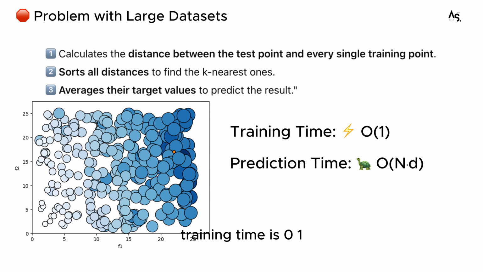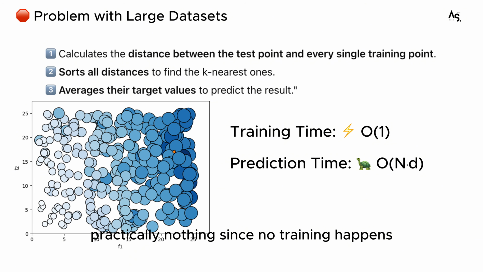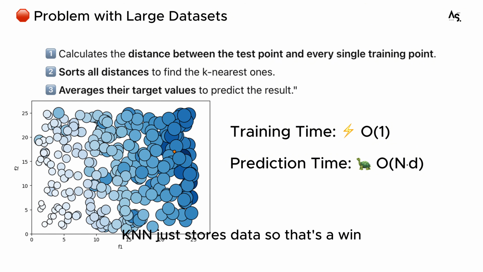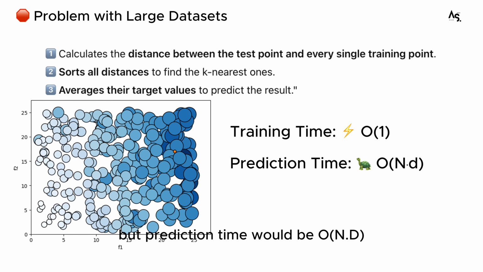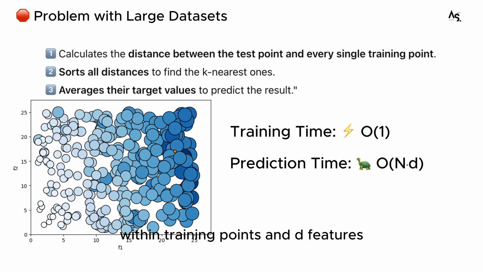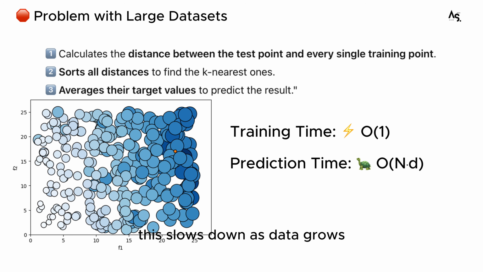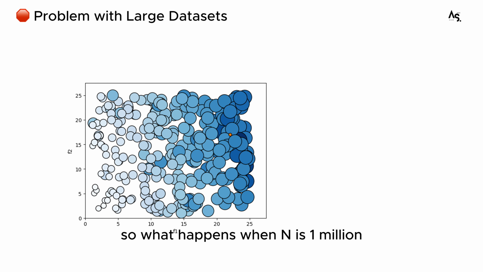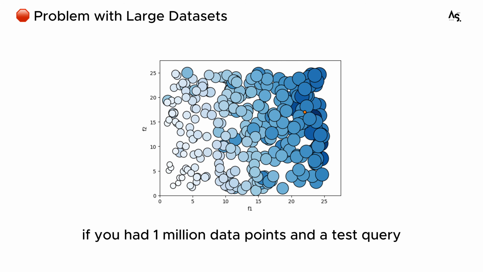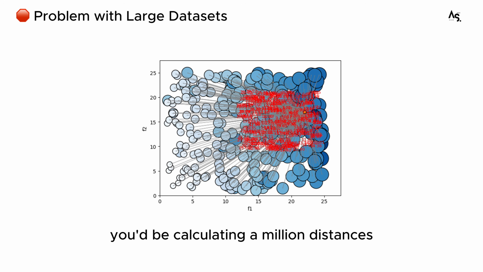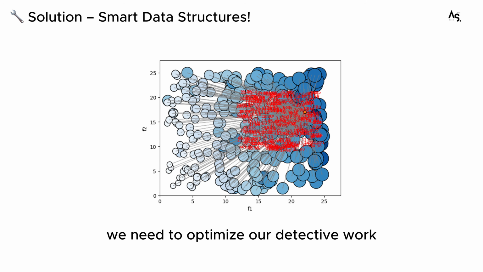Though training time is O(1), practically nothing since no training happens, KNN just stores data. So, that's a win, but prediction time would be O(N·D), with N training points and D features. This slows down as data grows. So, what happens when N is a million? If you had a million data points and a test query, you'd be calculating a million distances. That's painfully slow. We need to optimize our detective work.